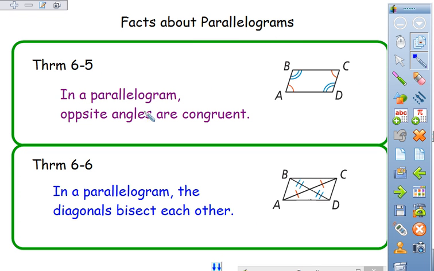Here's some more facts about a parallelogram. Opposite angles are congruent, so A and C, B and D. In a parallelogram, diagonals bisect each other. So this intersection point is the midpoint of both of these diagonals.